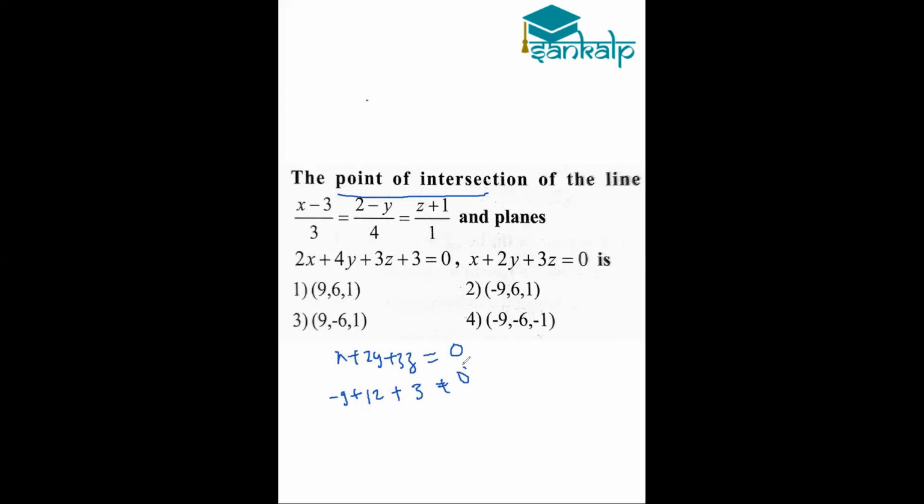Next, we need to go for the next point. So when we substitute the next point, x value is 9, 2 into minus 6 will be minus 12, and then 3 into 1 is 3. So on simplifying, we have got 12 minus 12, which is equal to 0. So this is true only for option 3, that is 9, minus 6 and 1. So option 3 is the right option.